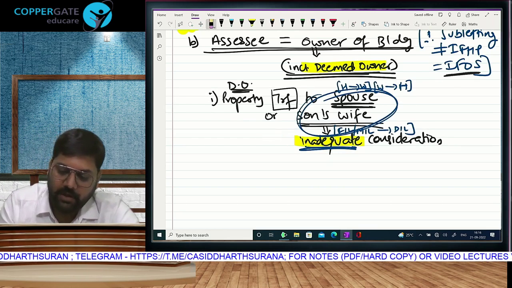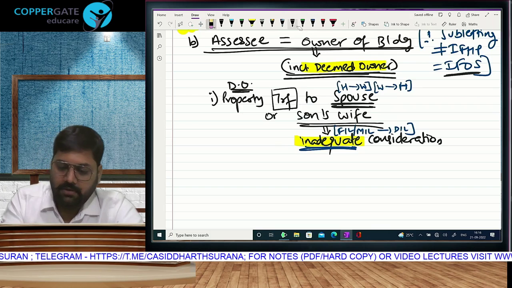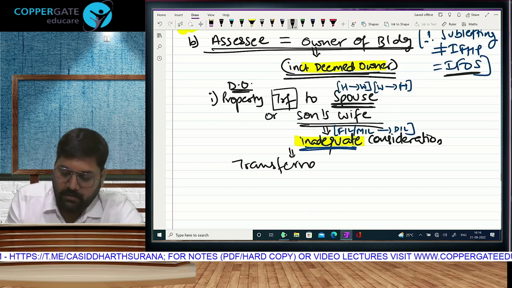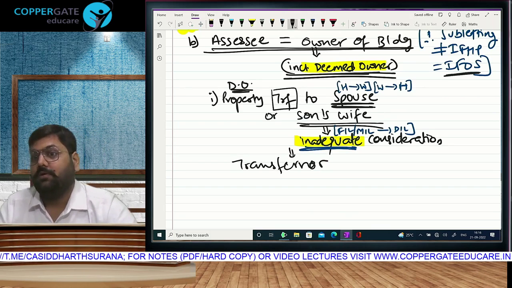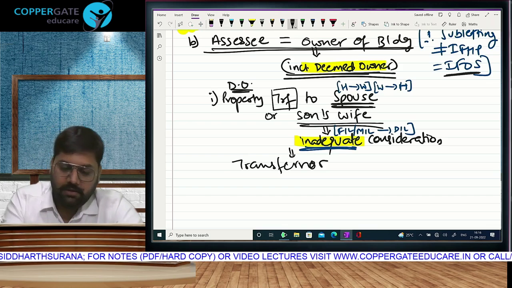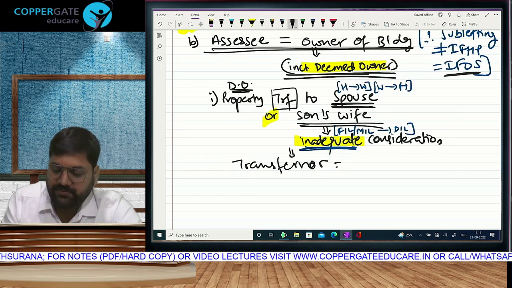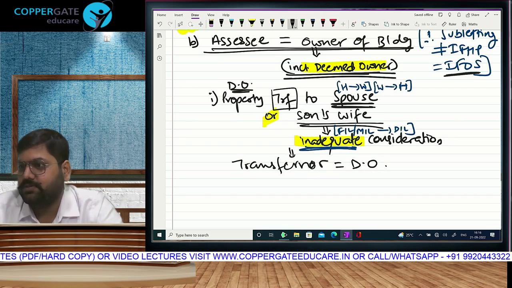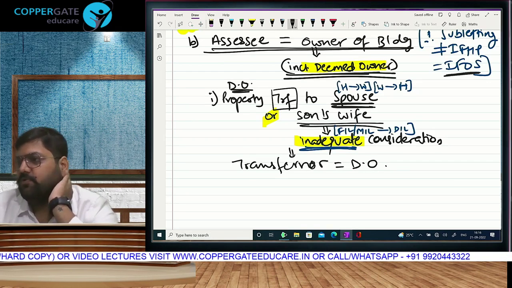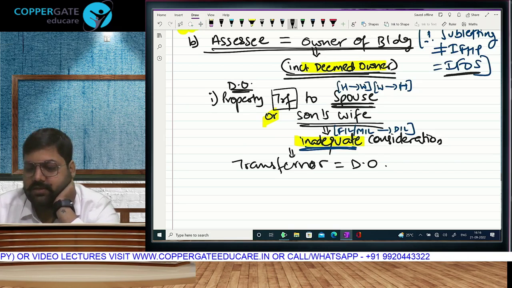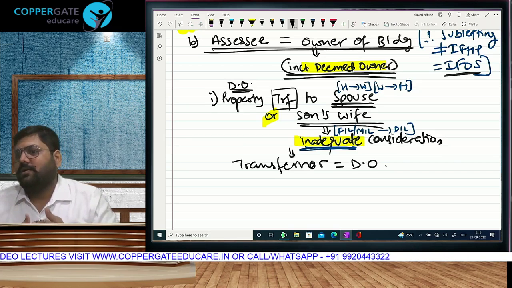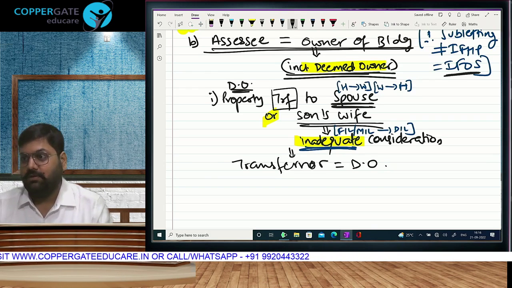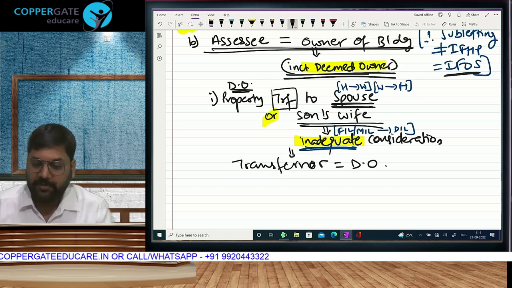But in a case of inadequate consideration, what will happen? The transferor, who has transferred to whom? Spouse or any one of them. The transferor will be treated as the deemed owner for income tax purposes, provided the transfer was for an inadequate consideration. Means who is the legal owner? Spouse or son's wife, depends on किसको दिया. But who will be the deemed owner for the purpose of this?